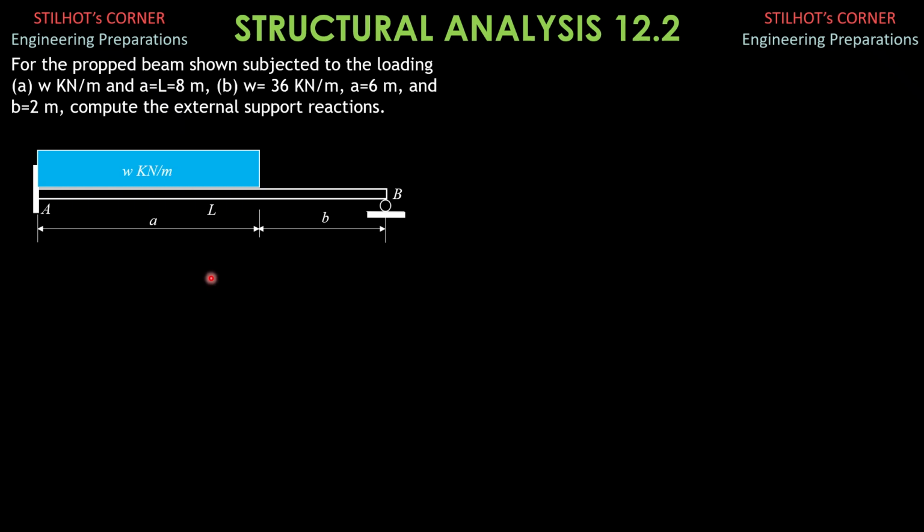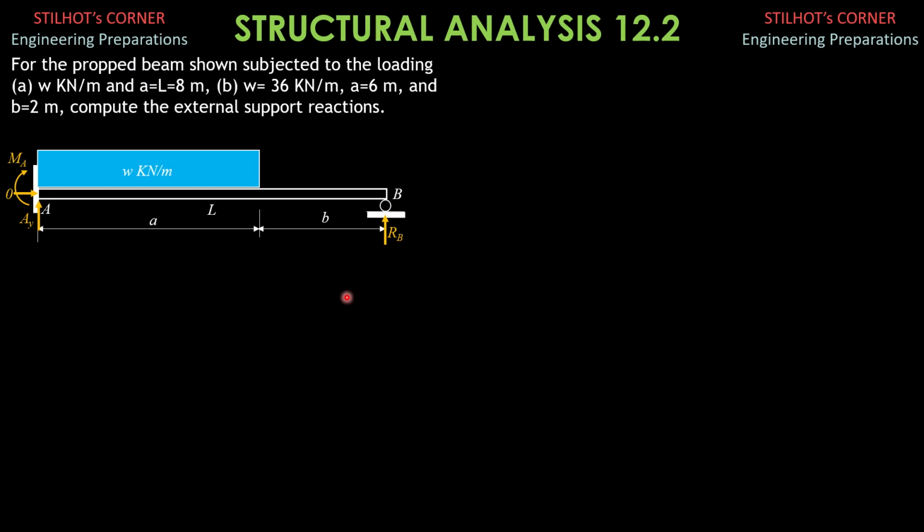So for our solution, let's call the reactions at A as AY, AX is 0 obviously, and the moment is, let's assume clockwise, because clockwise moment in slope deflection equations is positive. And this is the loading, and at B we have RB, reaction only.